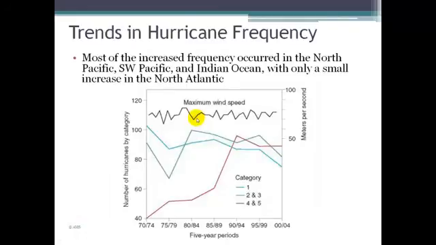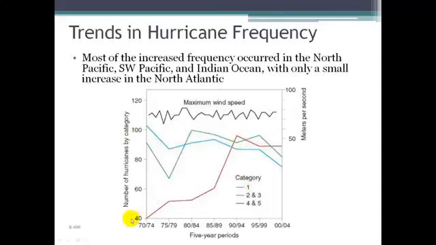Here's a trend in hurricane frequency. And what we have here are 5-year periods across the x-axis, beginning from 1970 to 74, that 5-year period, and on up to 2000-2004. On the left y-axis, we have number of hurricanes by category, and on the right y-axis, we have the intensity, in meters per second, which is a measure of the category due to wind speeds.